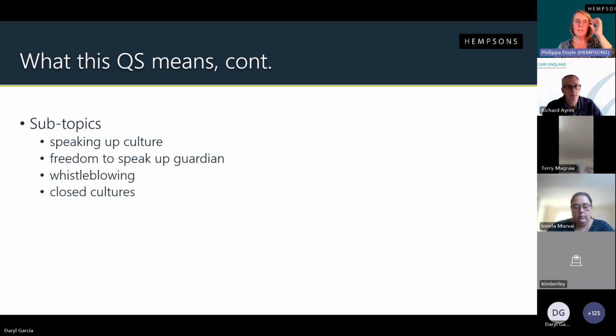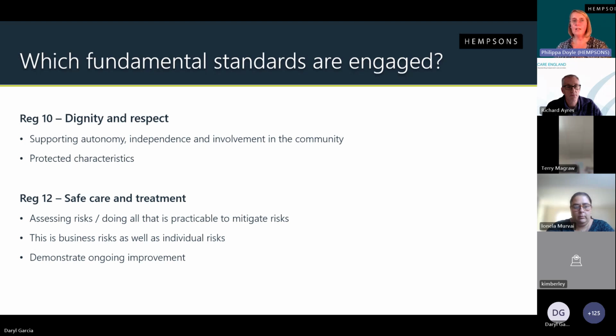So if we go on to the next slide, please, Daryl, and look again at which fundamental standards are engaged. Regulation 10, dignity and respect, comes in here. We need to ensure that we are supporting people's autonomy, independence and involvement in the community in terms of the people that we support. And we're also having regard to those protected characteristics as well. So that if people want to present in a different way, or anybody with disabilities, we need to be very mindful of how we still support them, so that they are treated with dignity and respect in the same way that we would want anybody else to.